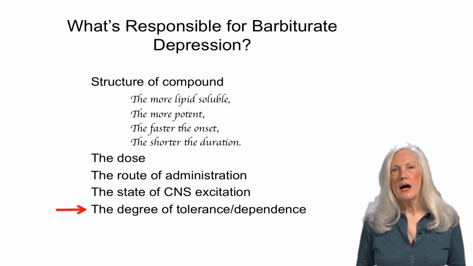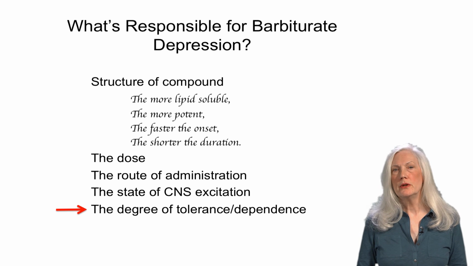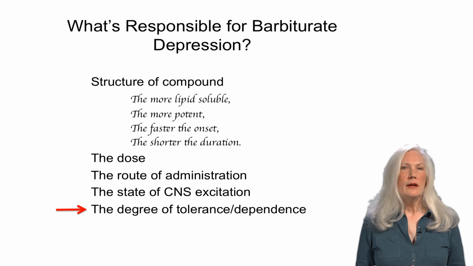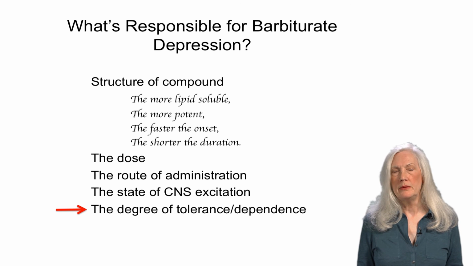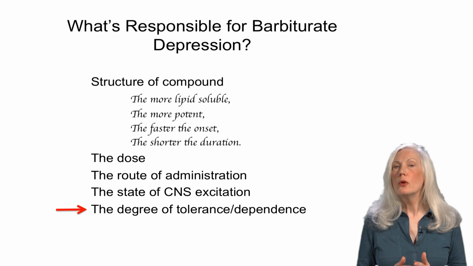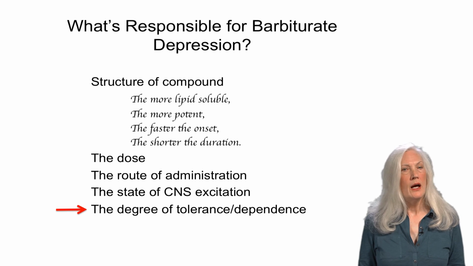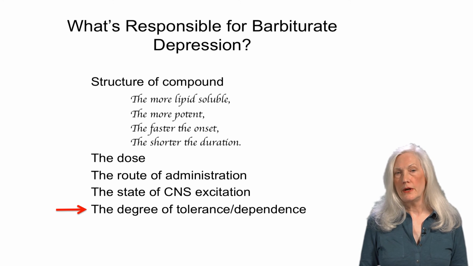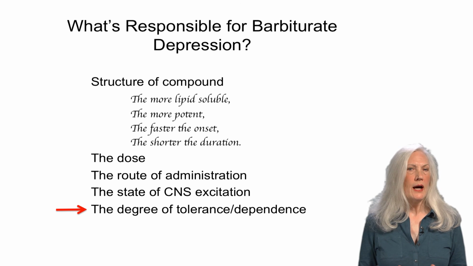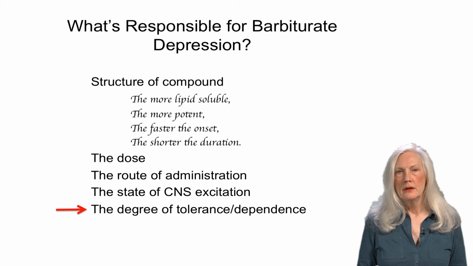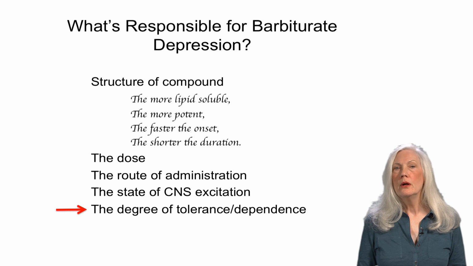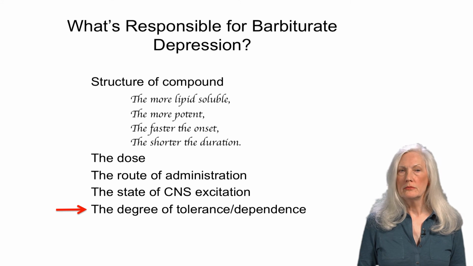Finally, the degree of tolerance and dependence on depressant drugs needs to be considered. If the animal has been treated with phenobarbital for years for an epileptic condition, it's become cross-tolerant and cross-dependent on any other depressant drug used for anesthesia. Tolerance means that a large dose is probably needed to produce the desired depressant effect. Dependence means that withdrawal from the anesthetic may cause seizures more readily.